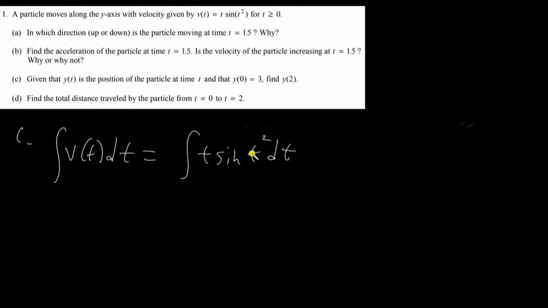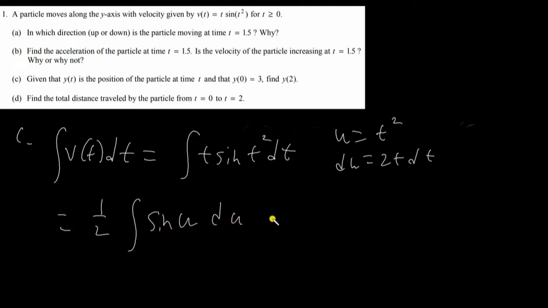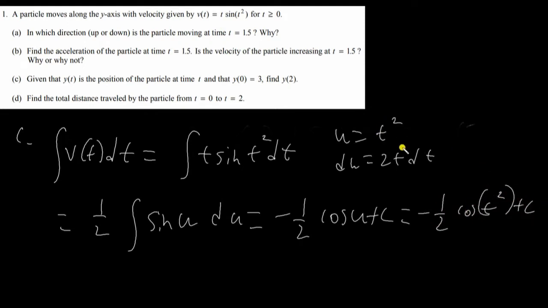We're going to use a u substitution here because there's the term and its derivative. So u is t squared, du is 2t dt. Therefore we can rewrite this integral as 1/2 the integral of sine of u du, which is negative 1/2 cosine of u plus c, which is negative 1/2 cosine of t squared plus c, because you use t squared.